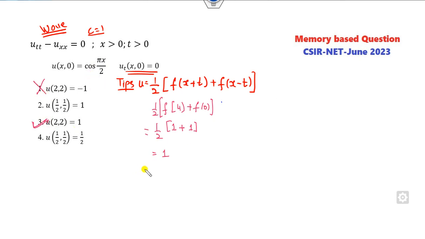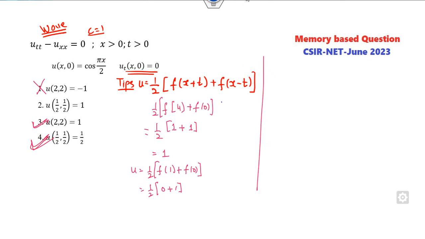Now you can check the half and half. So half and half is 1, and half and half is 0. So what is f of 1? You can see this is f of cos pi by 2, 0, and f of 0, cos 0 is 1. So half is the right answer of this problem.